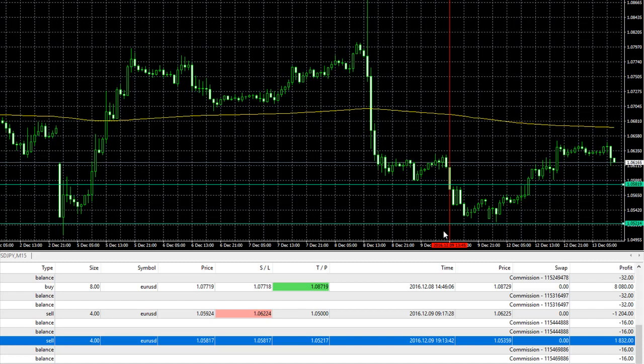I see the price testing this level so many times, so I decided to take a profit early. I exit at 1.05359, which is a 40-over-pips profit, and that's why I made this 1,832.